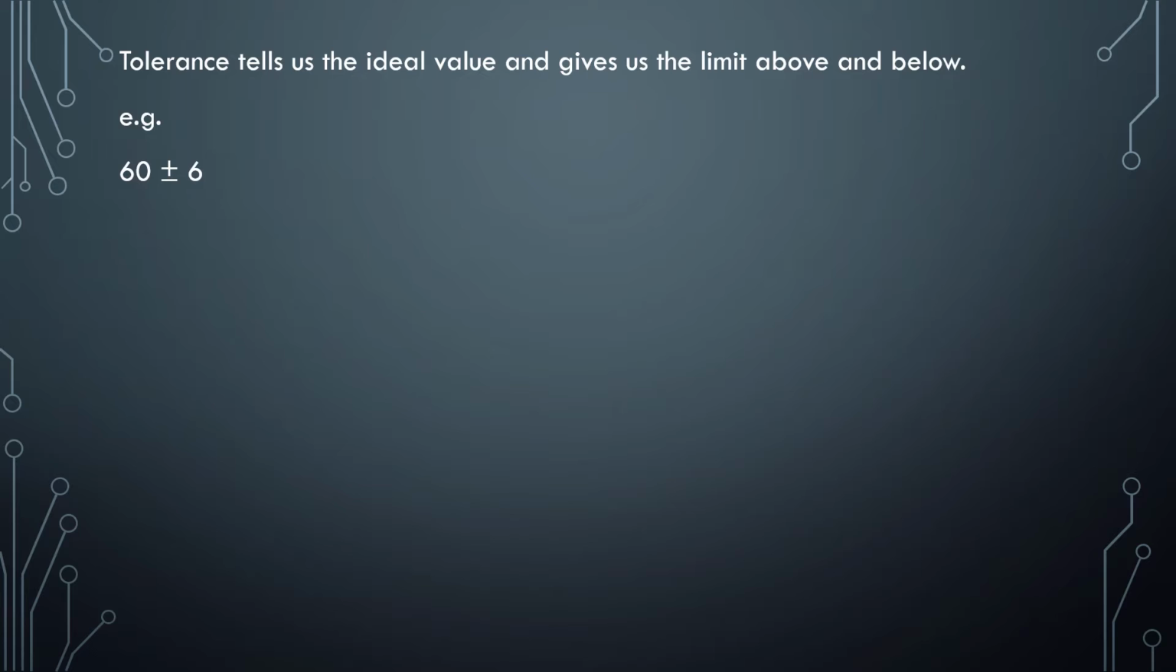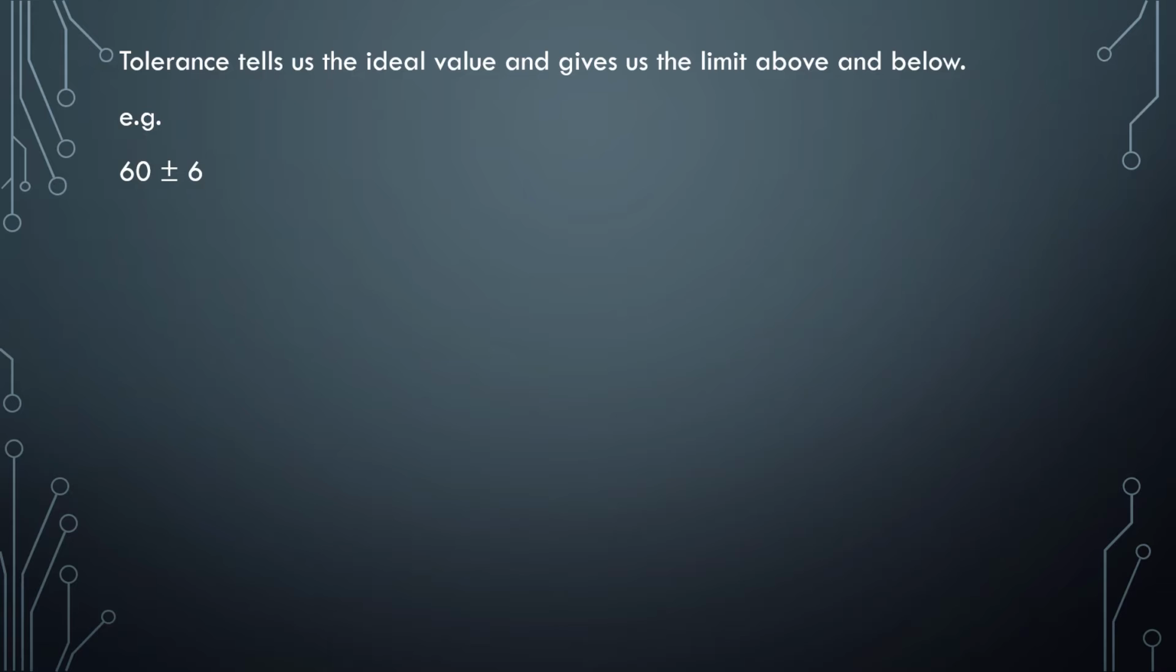So, for example, we could take 60 plus or minus 6. Okay, so this is the form that our tolerance is going to take. It's going to give us our first number, the ideal number that we want. We're going to get this plus and minus symbol, and then the tolerance. Okay, so 60 is what we want, but we'll happily take 6 above it or 6 below it.